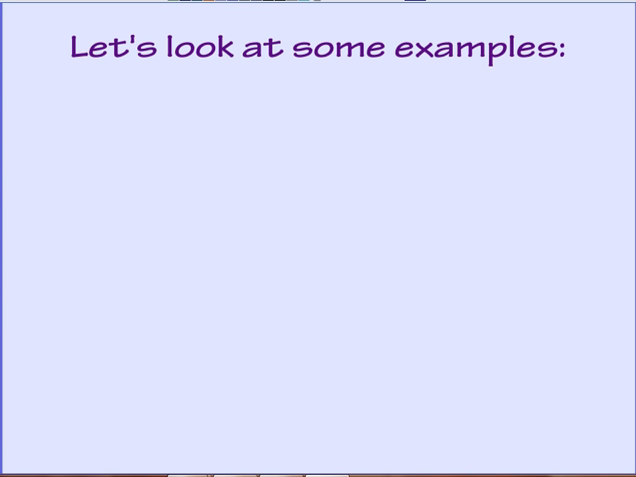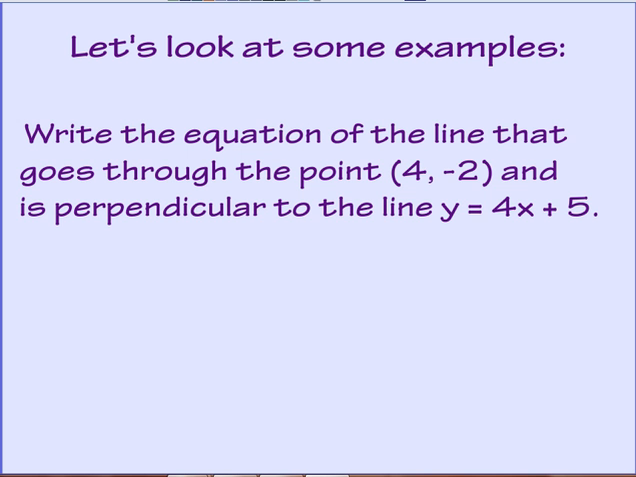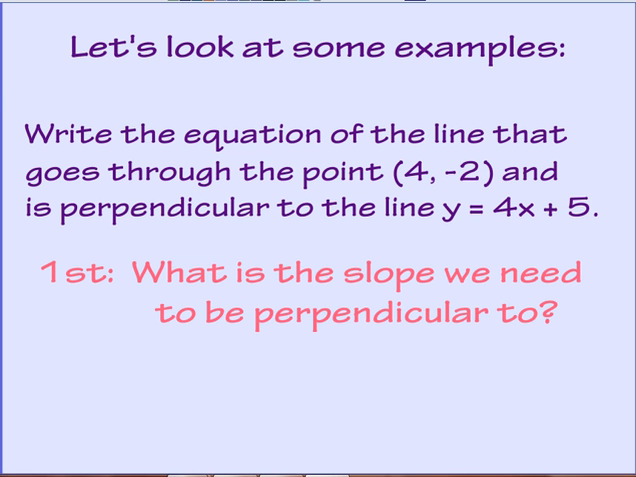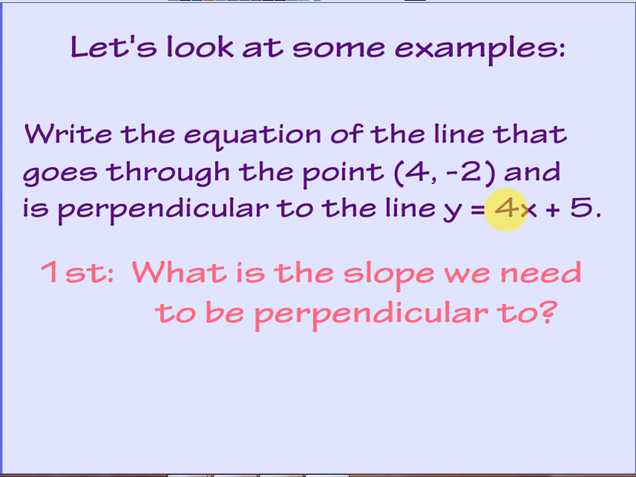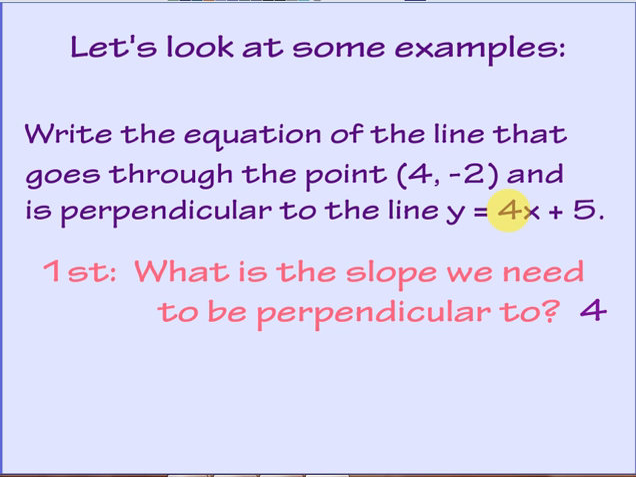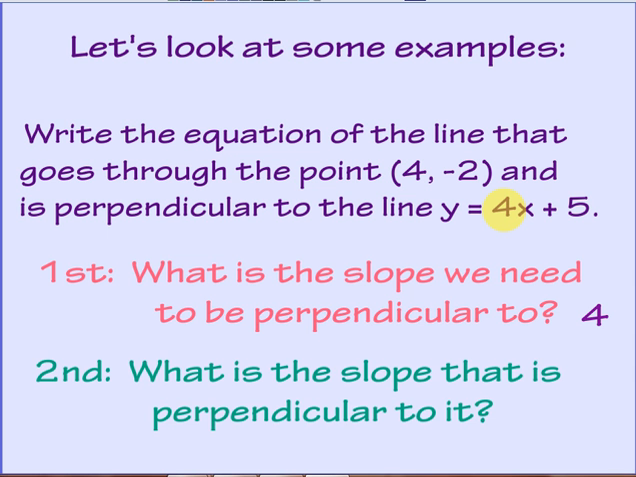Let's look at some examples then of what you're going to be doing on your worksheet. Let's write the equation of the line that goes through the point (4, -2) and is perpendicular to the line y equals 4x plus 5. Notice that I'm going to have perpendicular lines. That's important. So first, what's the slope we need to be perpendicular to? In the equation, our coefficient or slope is 4, so I need to be perpendicular to 4.